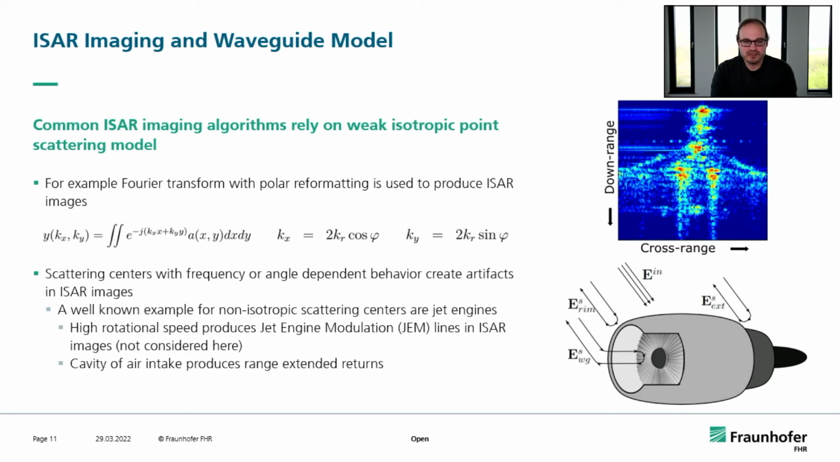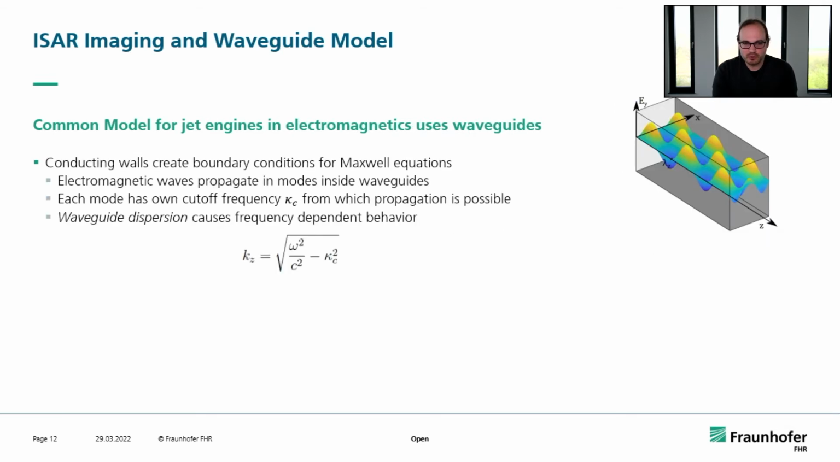I only use here the cavity of the intake structure, so the first part of the engine that we see here. The wave that's coming in goes into the engine. That's this one. And then it goes to the fan of the engine. It gets reflected there and comes out again. That's a quite common model actually in electromagnetic modeling for jet engines.